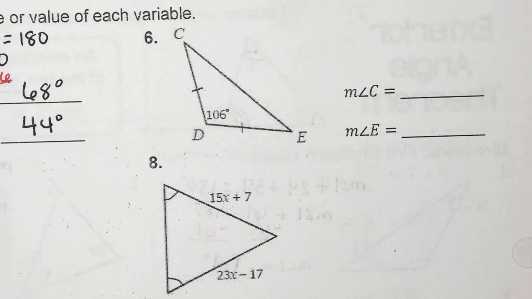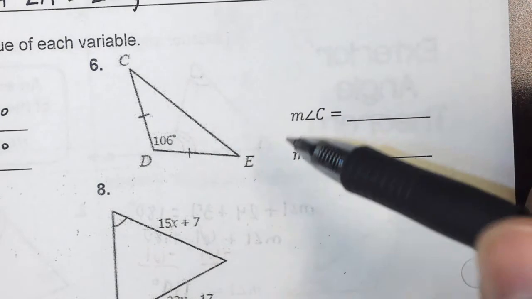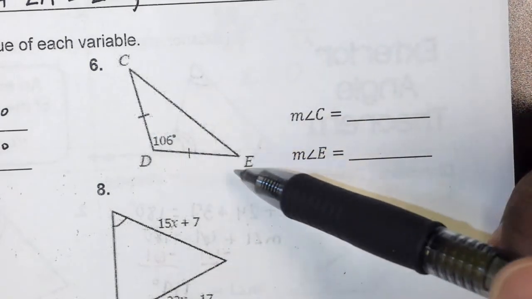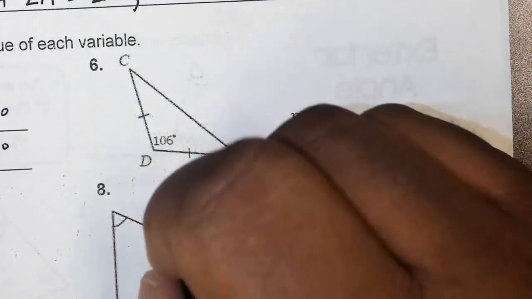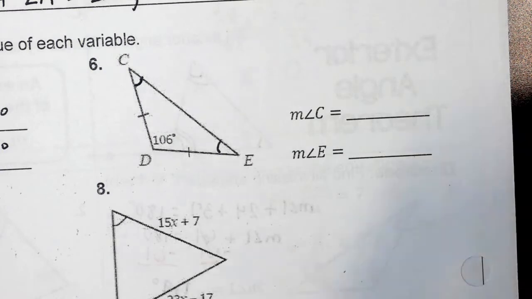Victoria. Number six. How would you solve it? Good. On this one, you will get something like this. You should notice this is an isosceles triangle. So you should know that this angle and this angle here are congruent. Now, I know this figure is turned upside down, but you should still be able to recognize what two angles are congruent.